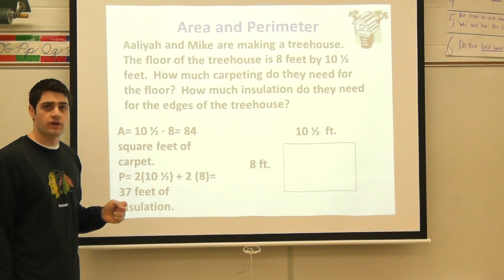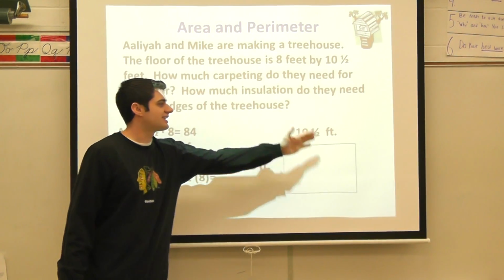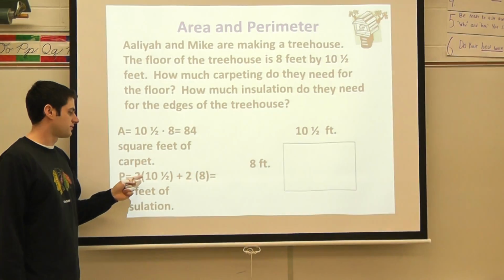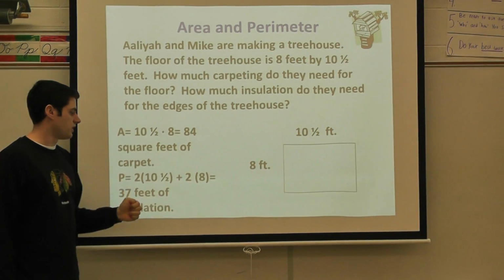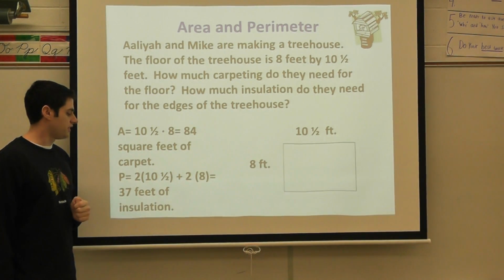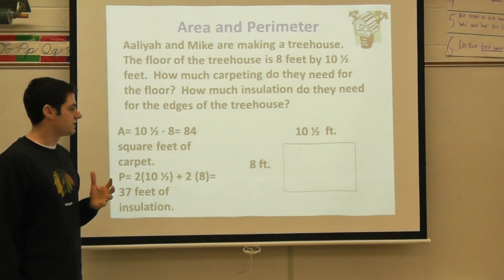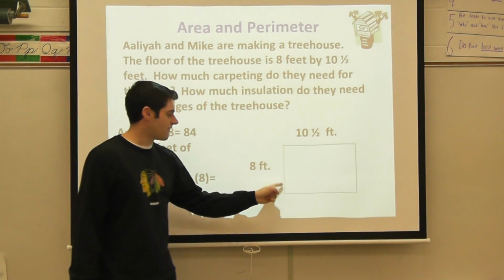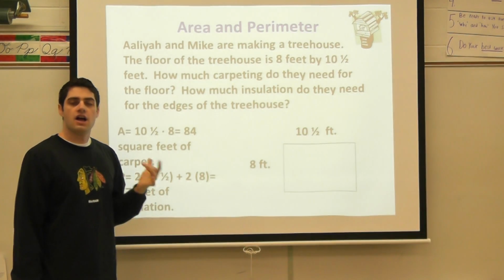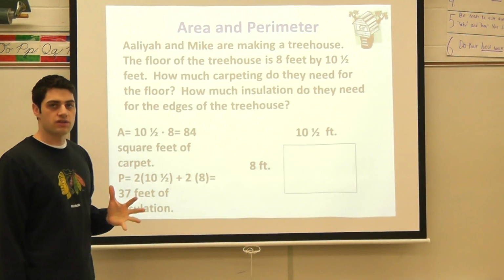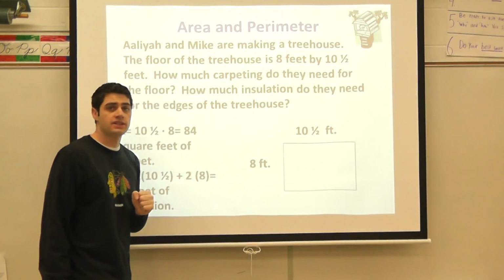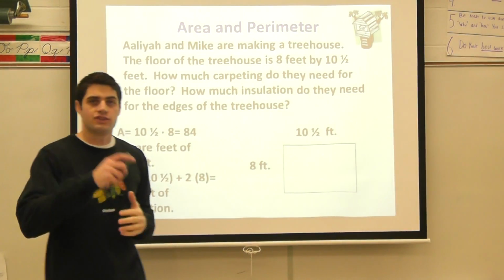To find the perimeter, remember, the perimeter is the outside. Now I can add up all the sides, or I can do 2 times my length plus 2 times the width. So 2 times 10.5 plus 2 times 8 is going to be 37 feet of insulation. So that's going to be 37 feet around my perimeter, again, to keep that warm air in, maybe some of those bugs on the outside. So again, using area and perimeter, we can now take a look at how that's going to affect our treehouse. Let's look at another example.